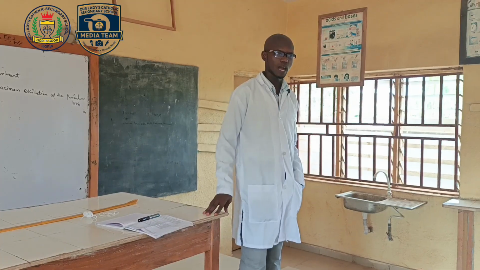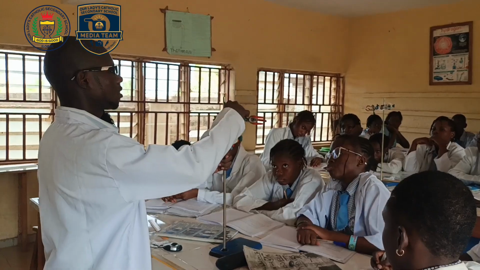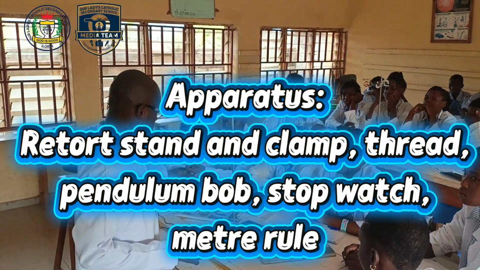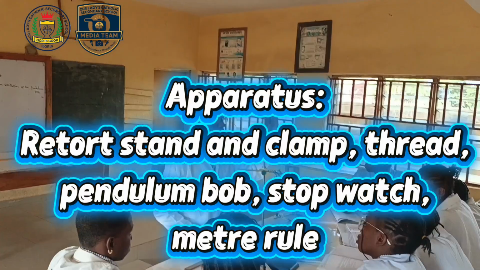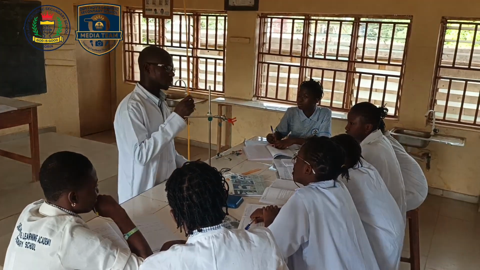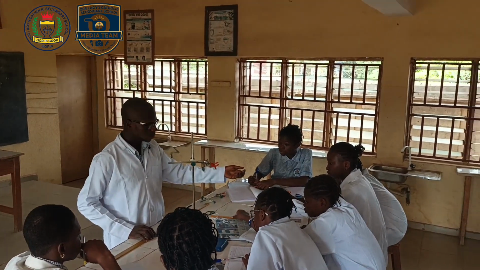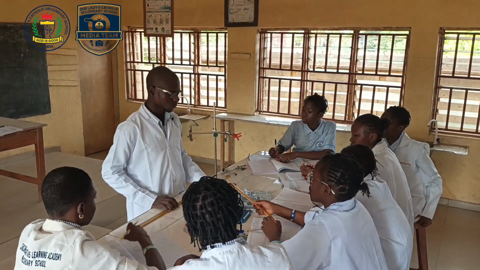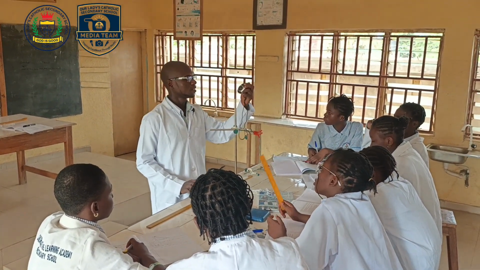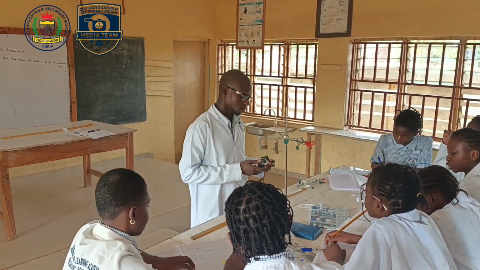So if you check your table, we have the complete apparatus on your table. We have the rotor stand and the clamp. So this is the rotor stand and clamp. We are using thread instead of pendulum bulb. This is pendulum bulb. This is a meter rule, the one you will use to measure the length of your thread. And we have the stopwatch. So this is your stopwatch. This is the stopwatch we will use to calculate the time at which your pendulum bulb completes 20 oscillations.